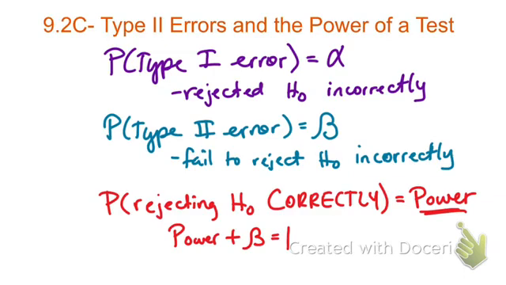So let me ask you this question. Mathematically speaking, what does power equal? Mathematically speaking, it's 1 minus beta. What does beta equal? 1 minus power. Very good. Power plus beta equals 1. So that means power is 1 minus beta, and beta is 1 minus power. Think about just subtracting to the other side.